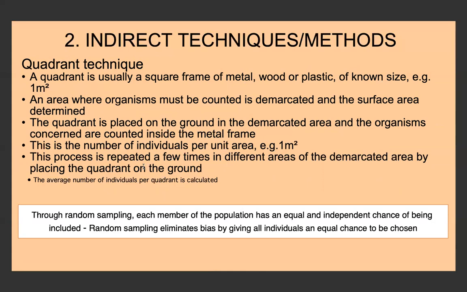Then you repeat this process a few times in different areas of the demarcated area. The demarcated area is usually a lot bigger than the quadrant area. And then you average the number of individuals per quadrant. It must be random sampling, so that each member of the population has an equal and independent chance of being included. Random sampling eliminates bias.